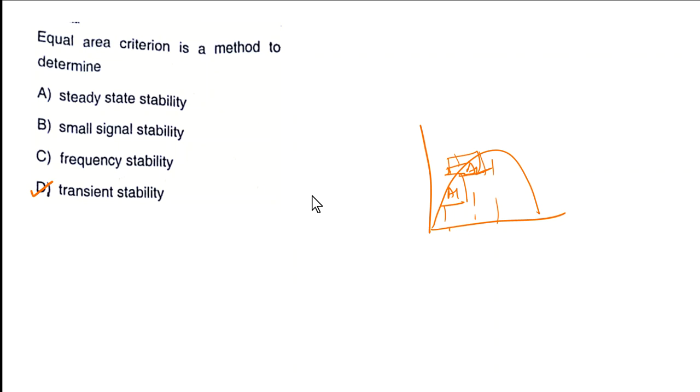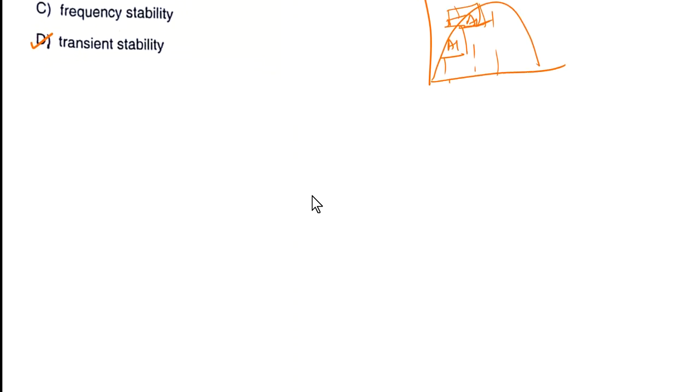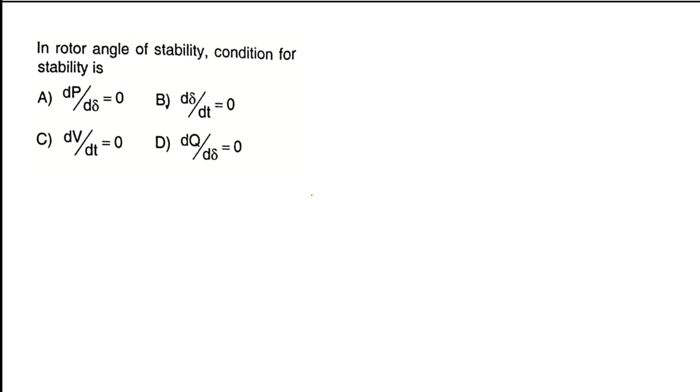All these things are discussed in the steady state stability analysis. So equal area criteria is used for transient stability analysis here. I am not going to discuss in-depth detail. Why? Because if we start discussing in depth, it will take more than 2-3 hours for each and every question. Now next question here, in rotor angle stability, the condition for stability is d delta by dt equal to 0. So we can call this the power angle here.